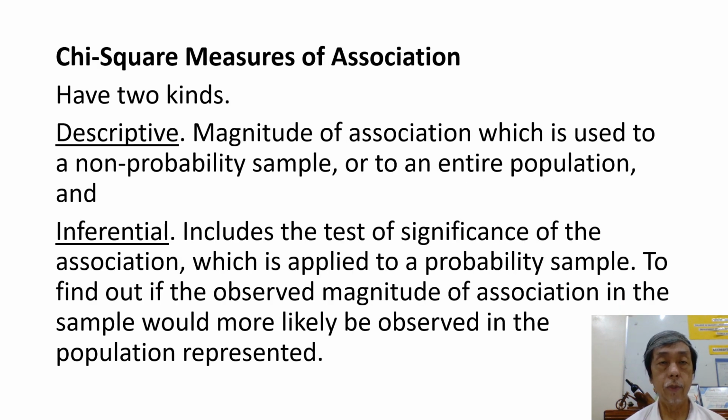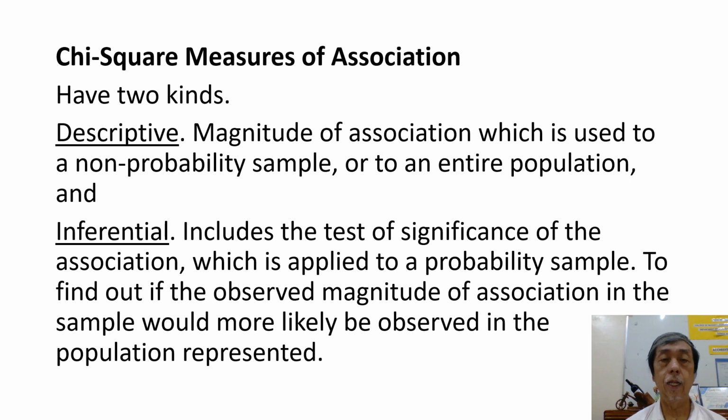Take note that chi-square measures of association have two kinds. One is the descriptive, where you simply determine the magnitude of association, and you use this on a non-probability sample or on an entire population. By the way, the descriptor of a sample is called a statistic, and the descriptor of an entire population is called a parameter.